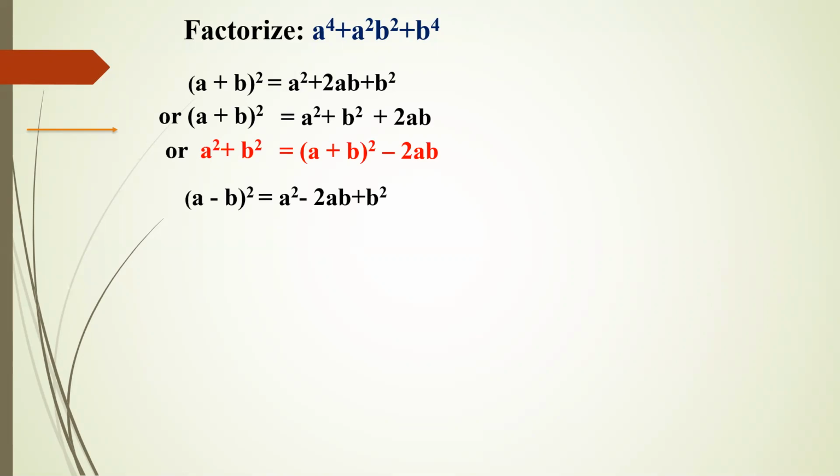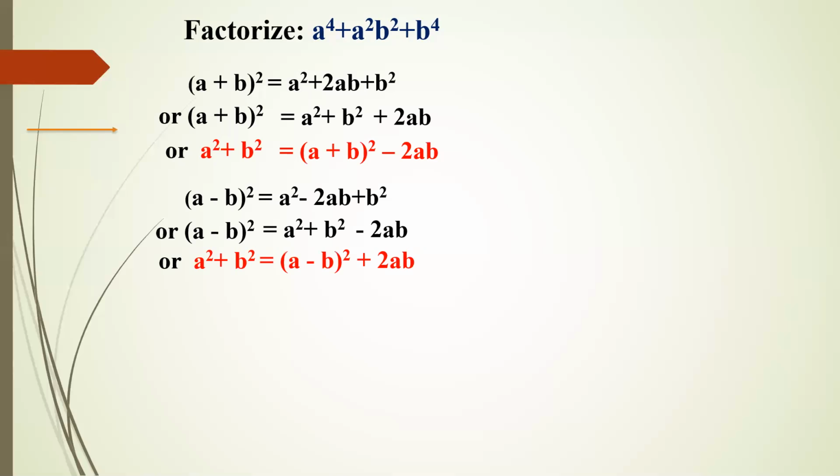Once again, let's take a minus b whole square. You know that a minus b whole square is a square minus 2ab plus b square, right? Now let's do the same thing here. I'm trying to keep a square and b square together and then minus 2ab. So let's get the value of a square plus b square. It will be equal to a minus b whole square plus 2ab. Minus 2ab is transposed and becomes plus 2ab, right? So let's remember these two formulas. We use these formulas according to the situation, right?